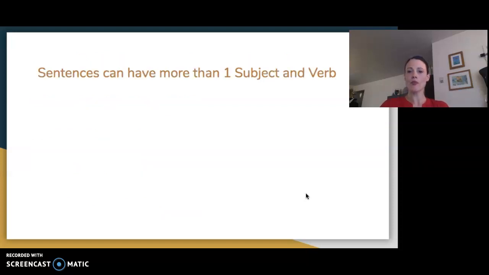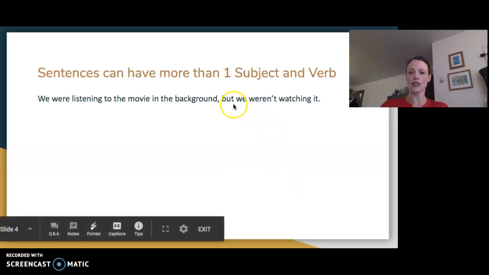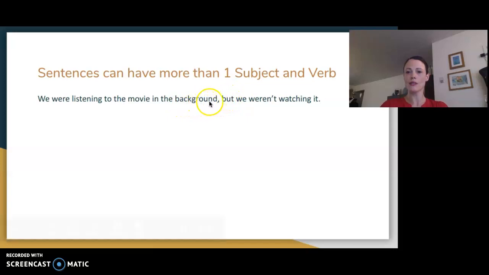Now sentences can have more than one subject and verb, so that can be confusing. Remember to look for a conjunction. So here, but is our conjunction. So on the left side, I have a complete sentence with a subject and a verb. And on the right side, again, I have a complete sentence with a subject and a verb. So what's my subject and verb number one? We, and we're listening, right? And then we also have subject and verb number two. We weren't watching.